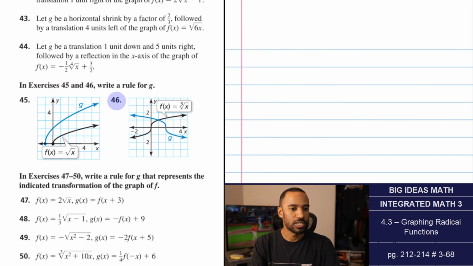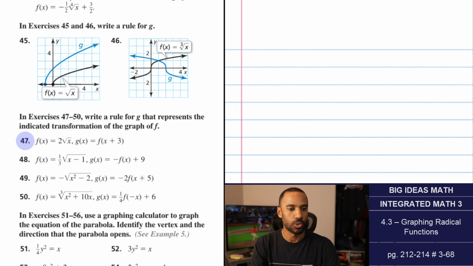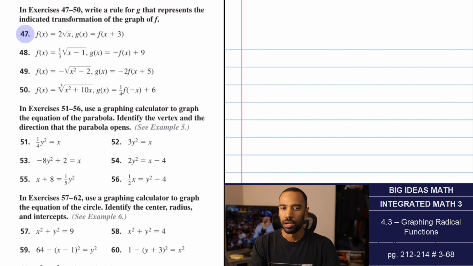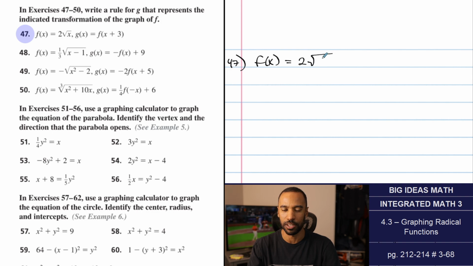All right, numbers 47 to 50. Write a rule for G that represents the indicated transformation of the graph of f. Okay, well, this one looks a little less involved than the ones we did right before, the graphing ones, because we're being told specifically what to do here. So, G of x equals f of x plus 3, unless we're asked to graph.